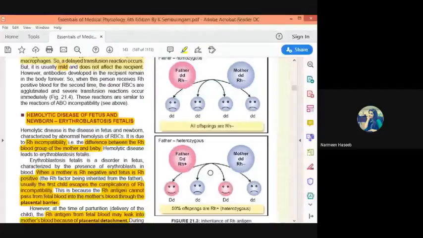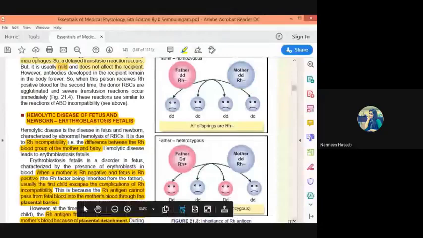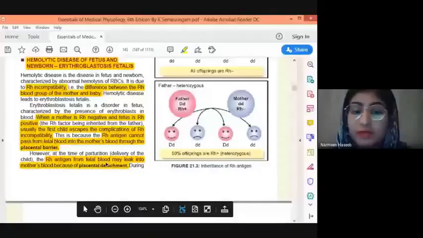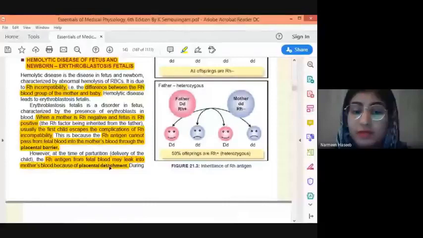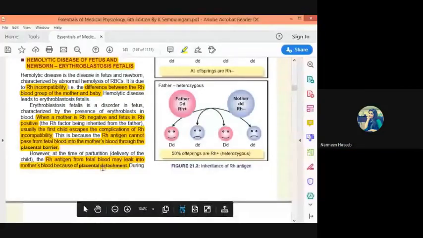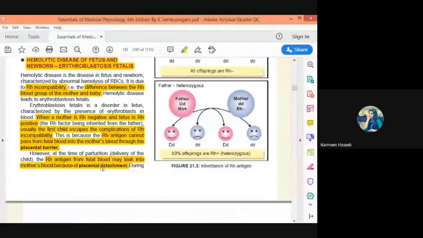It lets all the nutrients from the mother's blood pass into the fetus, but it does not allow those antigens which are present inside the fetus to be passed into the mother's blood. So nothing happens. But at the time of parturition, that is delivery, the Rh antigen from the fetal blood leaks into the mother's blood because of placental detachment. When the placenta is detached, there are the antigens of the fetus. So those RBCs having different Rh antigens escape into the mother's blood.